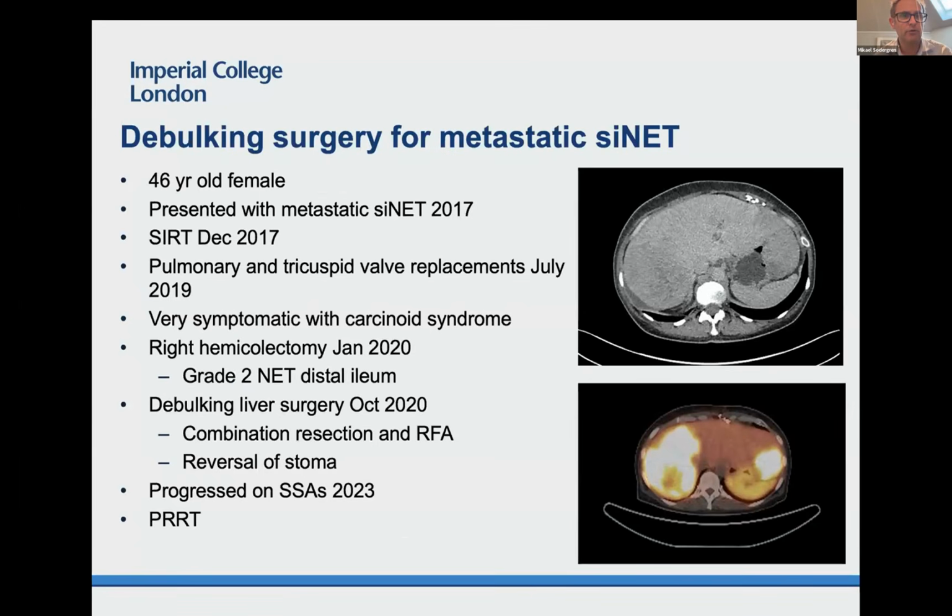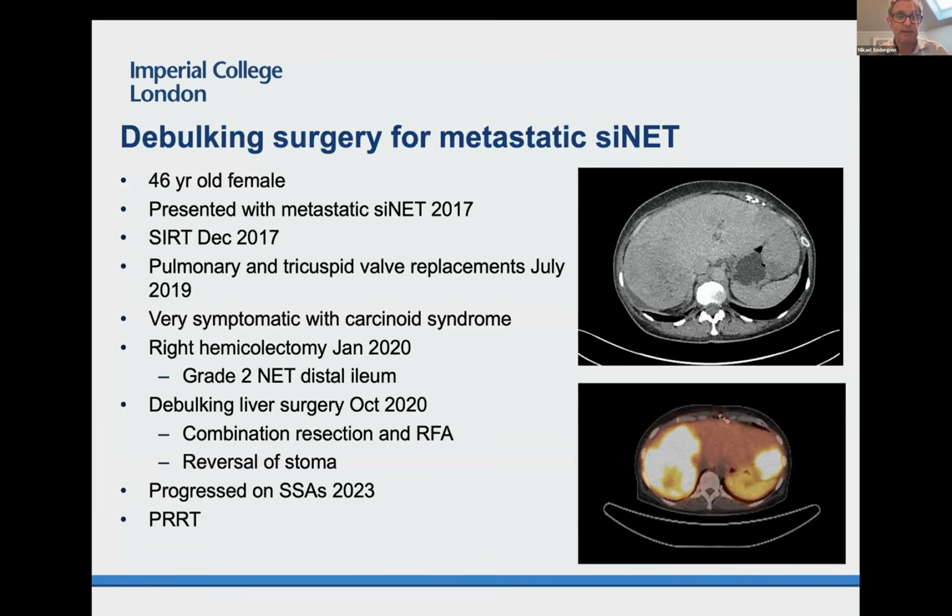It's a 46-year-old female who presented with a small bowel NET in 2017, underwent SIRT for the liver disease in December 2017, and developed carcinoid heart disease and underwent pulmonary and tricuspid valve replacements in July 2019. Very symptomatic with carcinoid syndrome. And as you can see here, a very great burden of disease inside the liver.